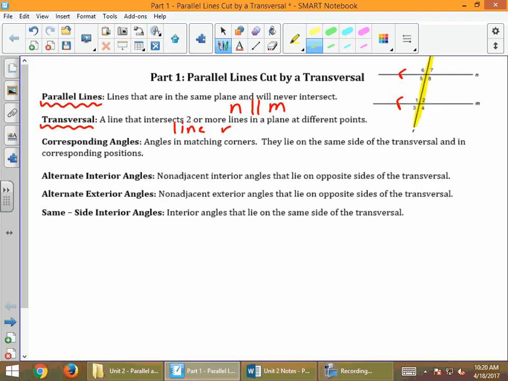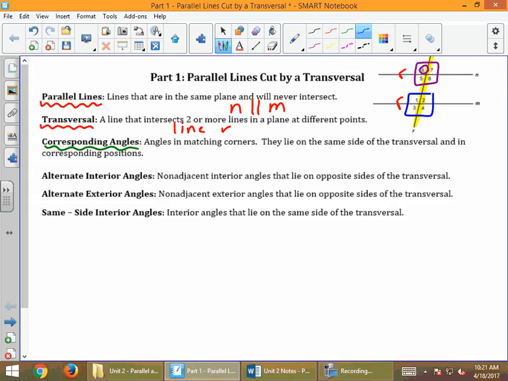Our third vocab word, corresponding angles, are angles in the same corners. They lie on the same side of a transversal and in corresponding positions. So what I like to think of for corresponding angles, if you look at the top part of your diagram, I'm going to make a box around those first four numbers, and pick any angle. I'm going to pick angle 6. I'm going to circle angle 6. Okay. Well, look at the other four numbers on the bottom. There's four numbers right there.